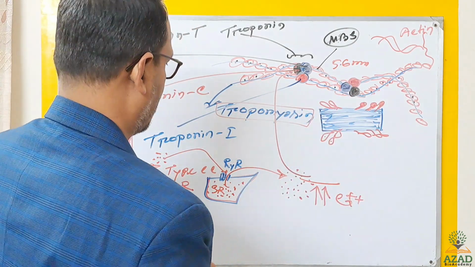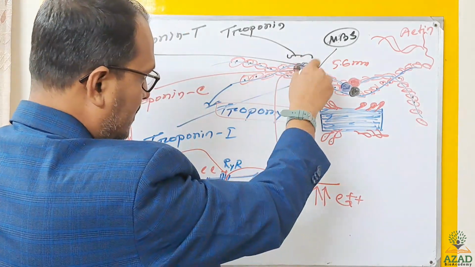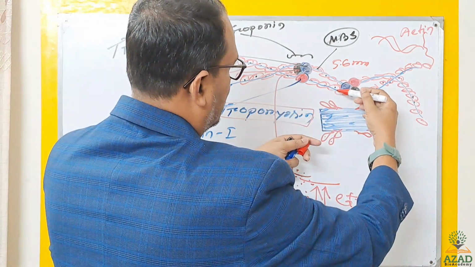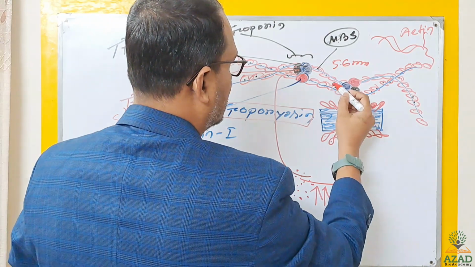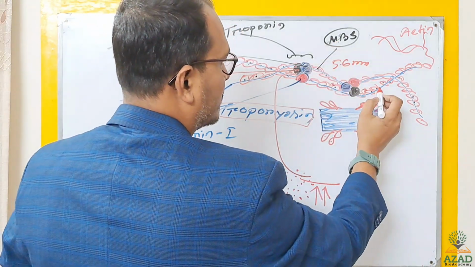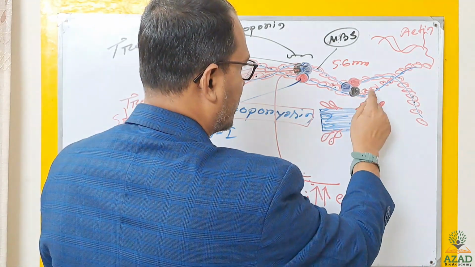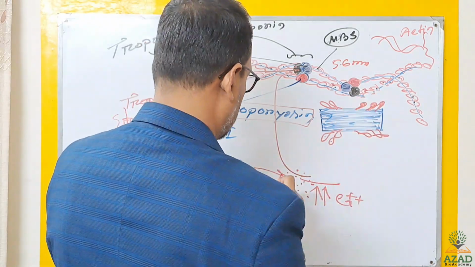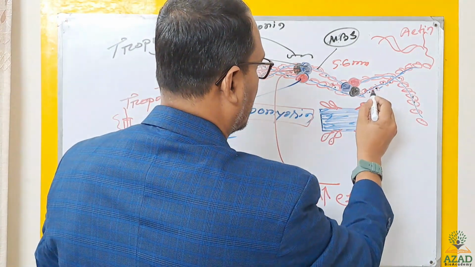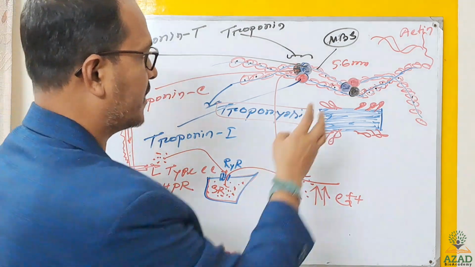So how? When calcium binds with the troponin C, the sequential events have already started. It will change the position of the tropomyosin, and that will free the active binding site of the actin. That means the actin binding site will be free. So the actin is ready to bind with the myosin.